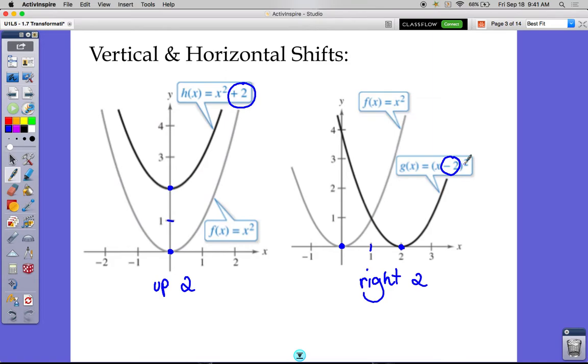However, if that plus 2, like we see here, is on the outside of the function itself, it's going to move up or down instead. So it's a little tricky, but just watch for the location of that transformation, that value they're either adding or subtracting.